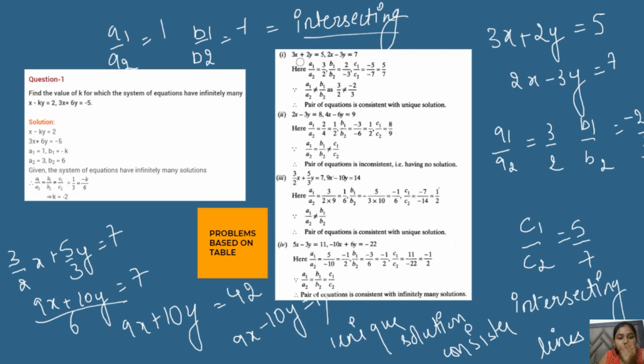Let's move forward with our next type of question from the same category. It is already given that the system of equations has infinitely many solutions. It means it is a coincident line.